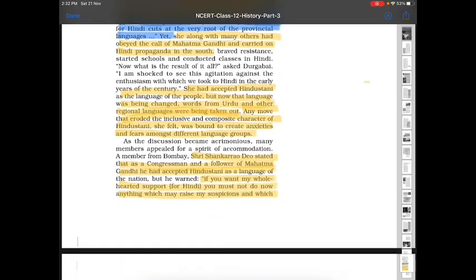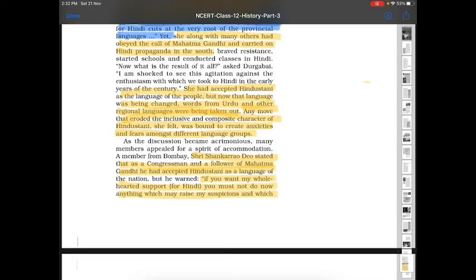And there was another leader, Sri Shankar Rao Deva, who was from Bombay. He stated that if you want my wholehearted support, you must not do anything which may raise any suspicions and which will strengthen my fears. Sri Shankar Rao Deva was a supporter of Mahatma Gandhi, and had also accepted Hindustani as the language of the nation.